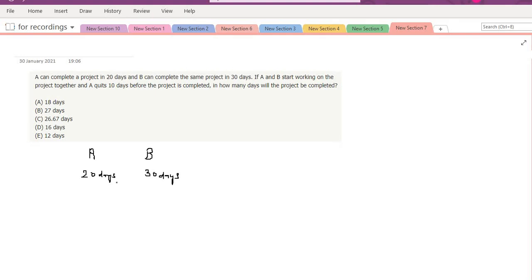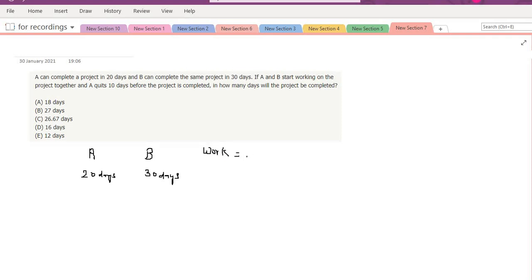In such a question, our focus should be more on the rate at which work is done. Now you might say that the rate is 1 by 20. So 1/20th of the work per day will be done by A and 1/30th of the work will be done by B. But it takes time to work with fractions, so try to avoid fractions. Instead, let's plug in some number for the work or the project they are working on.